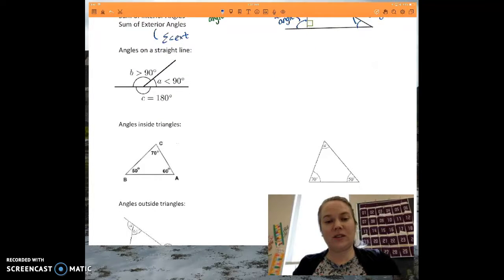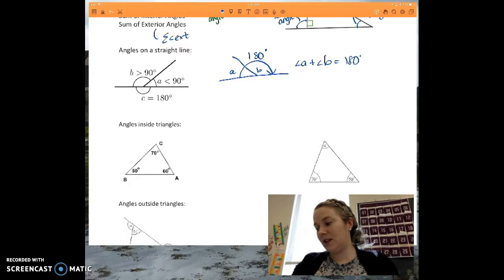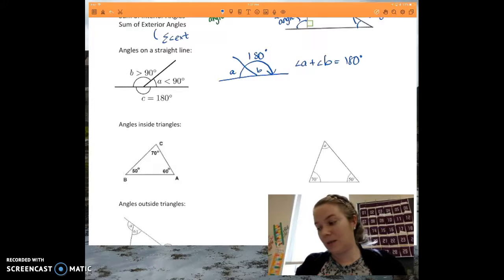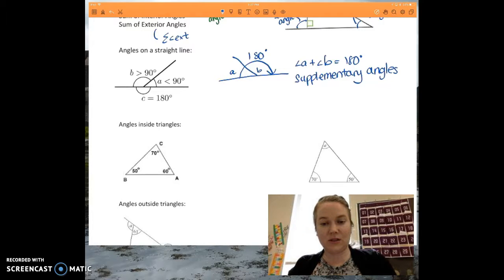So let's start by looking at angles on a straight line. Anytime you have a straight line and you divide it into any angle like that, if the straight line is 180 degrees, then this is angle A and this is angle B, then angle A plus angle B have to equal 180 degrees. That relationship is called supplementary. They are supplementary angles when they add to 180 degrees.